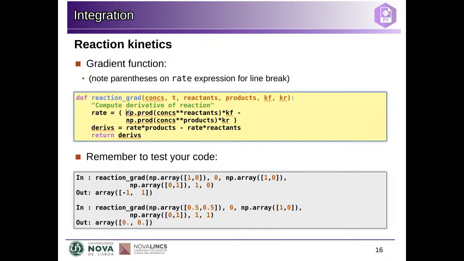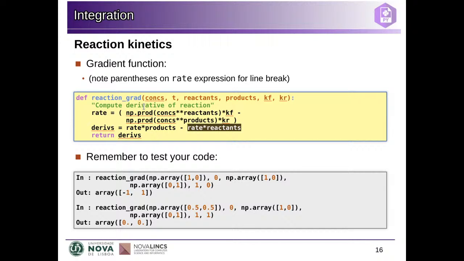And now we do this for the reactants. So we have the contribution in the forward direction, and we do the same thing for the products and we have the contribution in the backward direction. The difference between the two will be the overall rate of our reaction. And now the derivatives are simply the rate, which is a single value, multiplied by the coefficients for the product. So this tells us how much the products are increasing, minus the rate multiplied by the coefficients of the reactants, which tells us how much the reactants are being consumed.